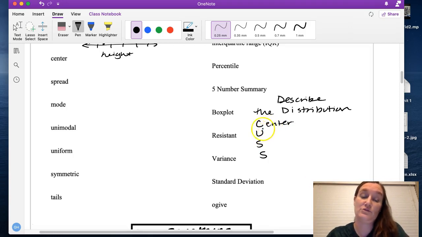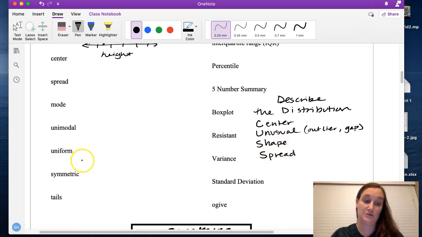All right, and which one you talk about depends on what we're going to talk about next. U stands for unusual. If there's an outlier or a gap, something like that. One of the S's stands for shape, and that's what we're going to talk about next. And then the last S stands for spread, and we're going to talk about that after we talk about shape.